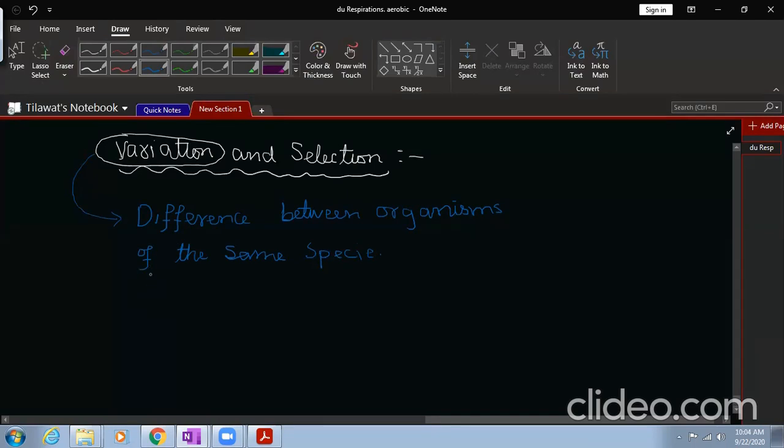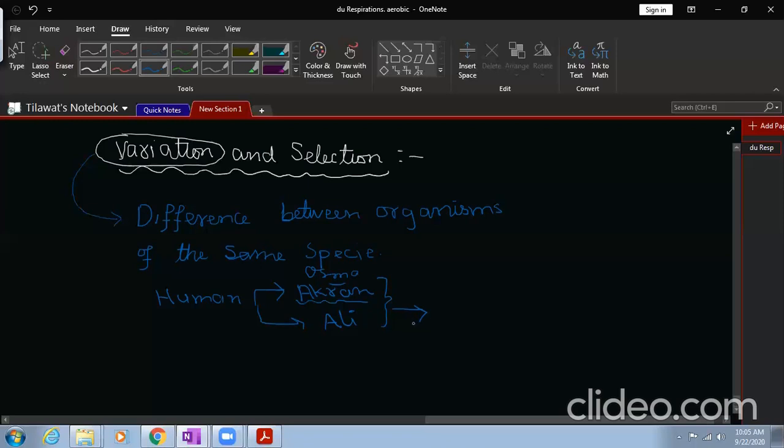For example, humans belong to one species. One person's name, I'm selecting any name, for example, Akram. Another person, Ali, he's a very good student with us. These two students' appearance is different from each other. Even here I will put another name, Usama. If you check Usama and Ali, their face appearance is different from each other. Even though they belong to the same species and have the same number of chromosomes, the appearance is still different.